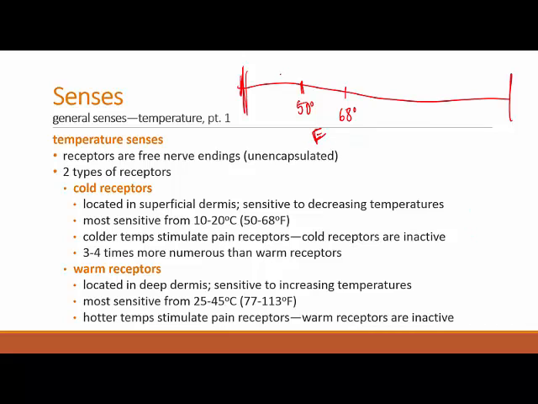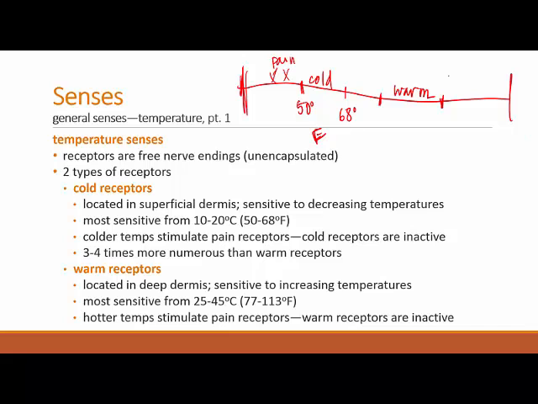When we start getting down into the colder regions, that's where pain receptors take over. The cold receptors are very abundant, about 3 to 4 times more abundant than warm receptors are. Warm receptors are located deeper in the dermis, and they're sensitive to increasing temperature. They display the greatest sensitivity between 77 and 113 degrees. So let's add them here. This is cold reception between 50 and 68, and then from 77 up to about 113, give or take, we see warm reception.